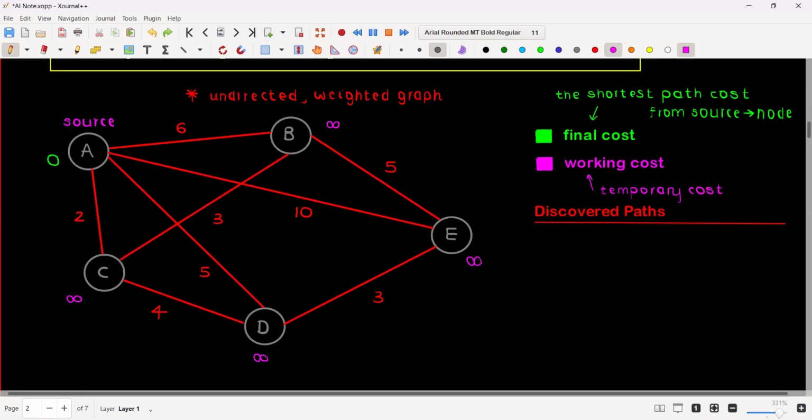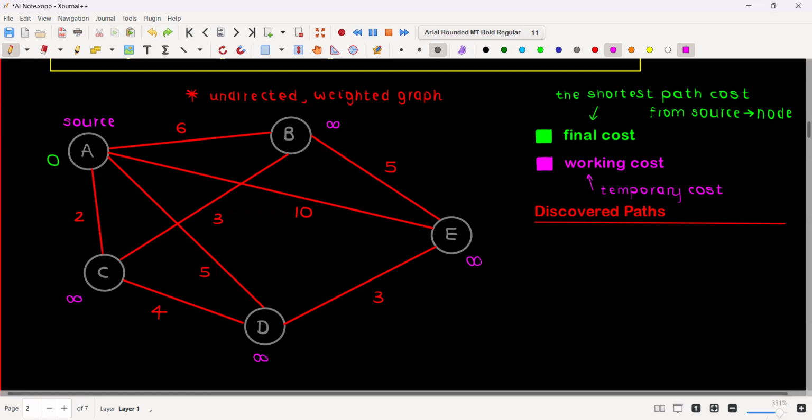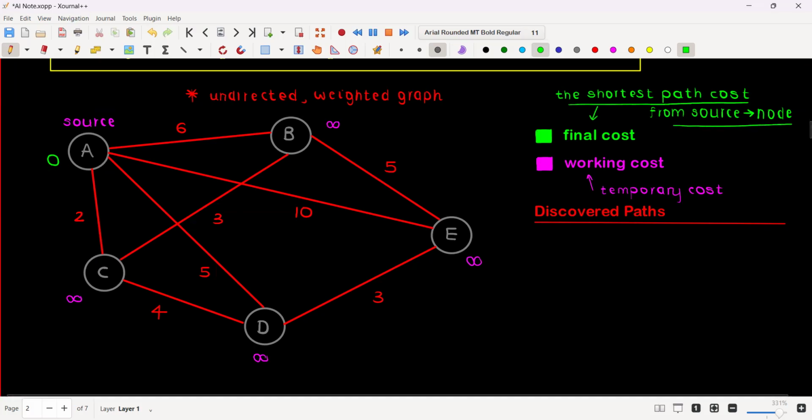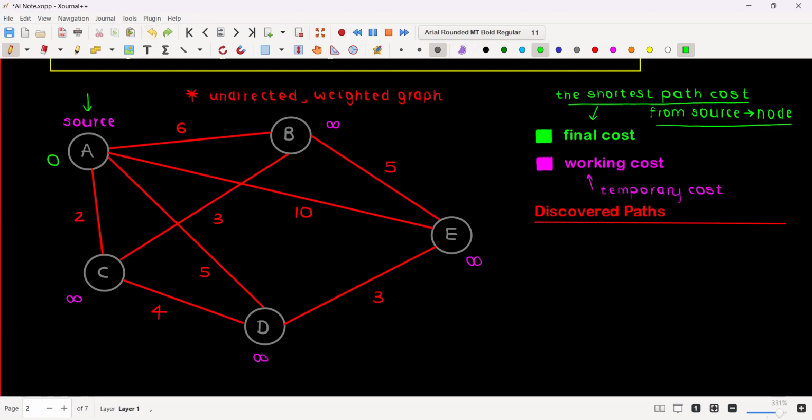But again, we give the source node a final cost of 0 and all the other nodes a working cost of infinity, where every other node gets a temporary cost of infinity and the starting node gets a final cost of 0. Now let's ask ourselves why this is. The final cost is the shortest path cost from source to that node. If you are starting at the source, this 0 represents the cost to go from the source to the source, right? It's the shortest path cost from source to the source again. That's nothing, right? There is no cost to travel to the source if you're already at the source. This makes the final cost of the source node 0.